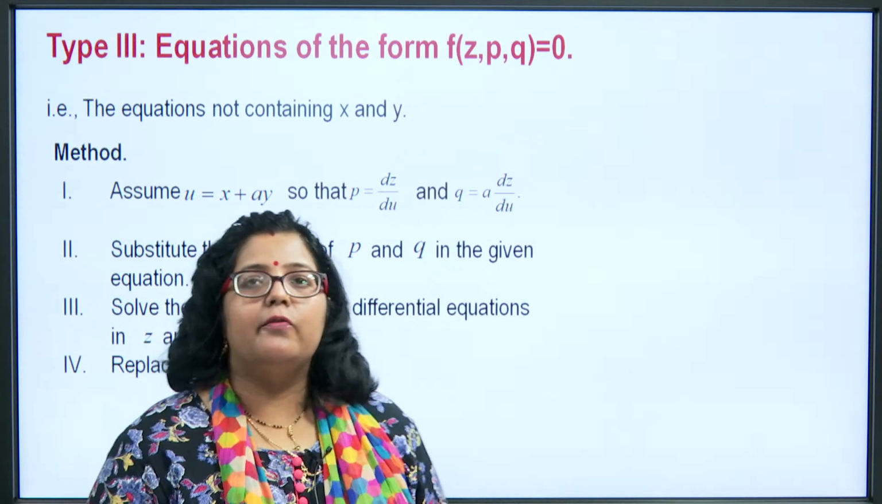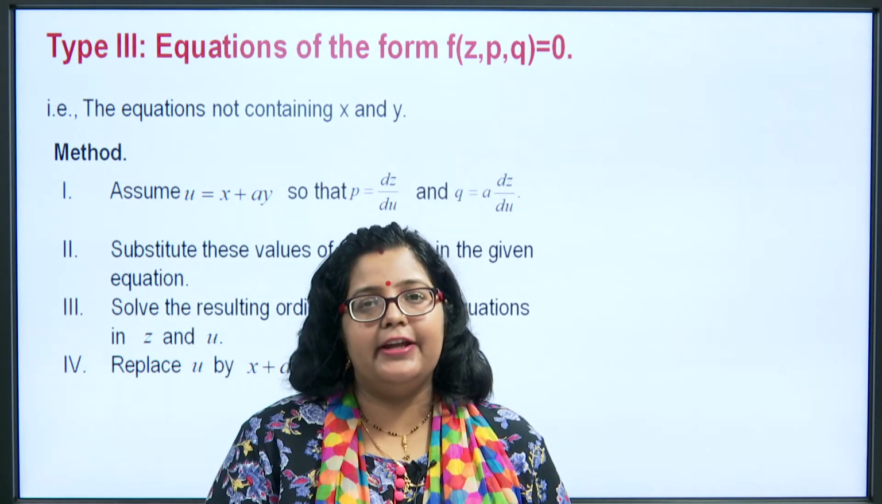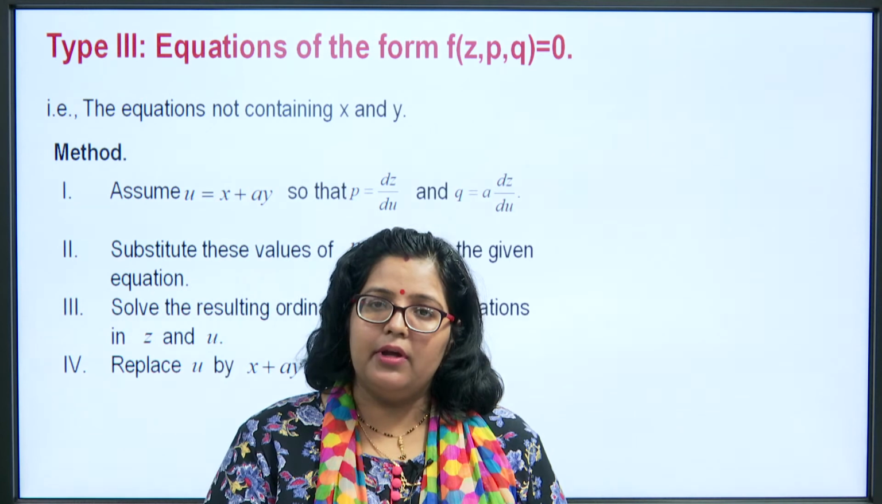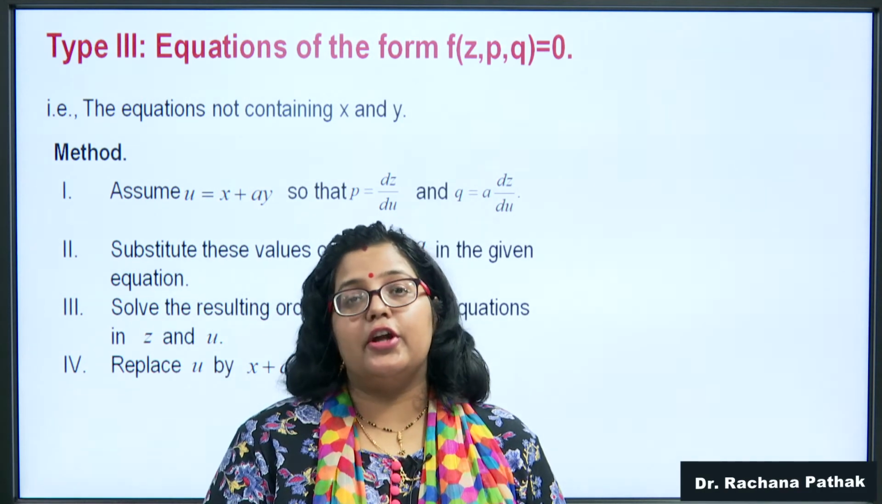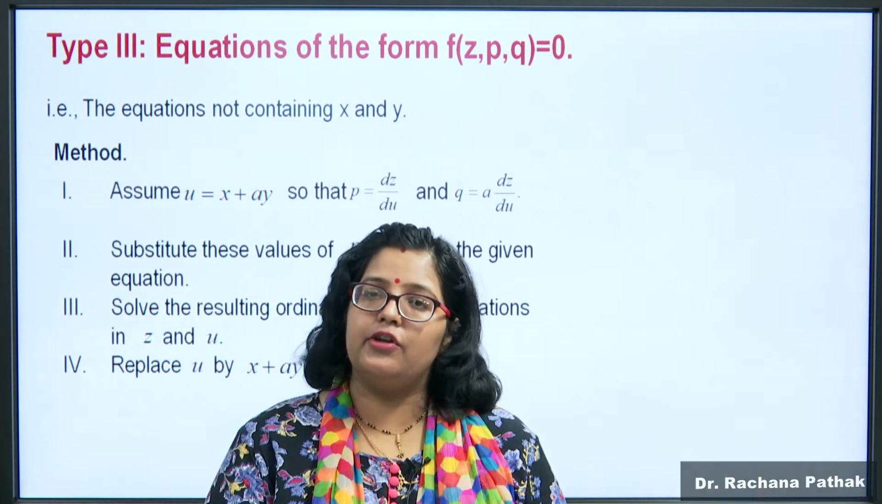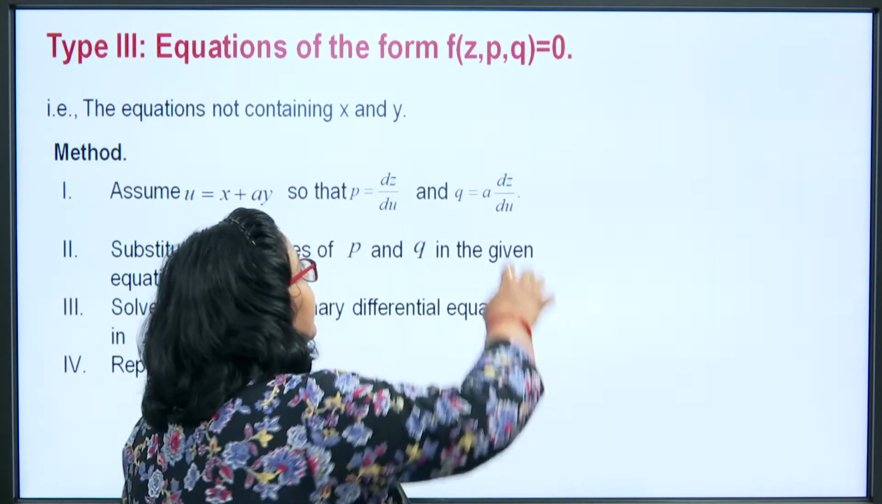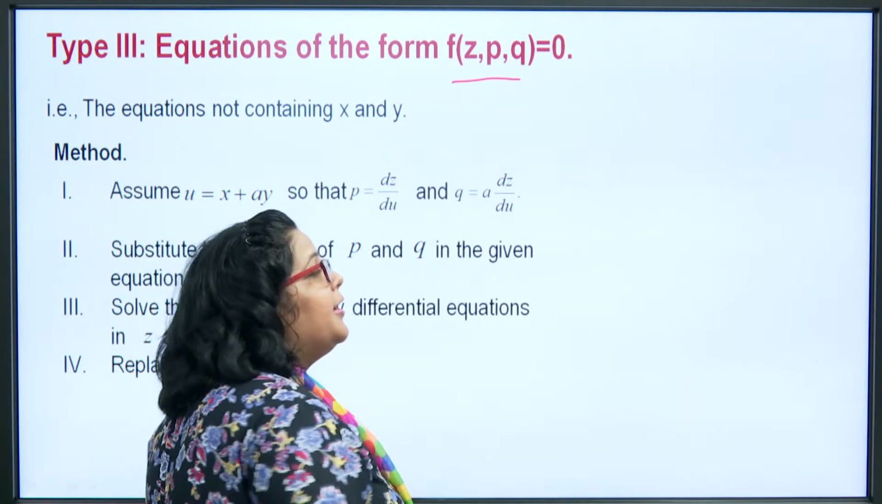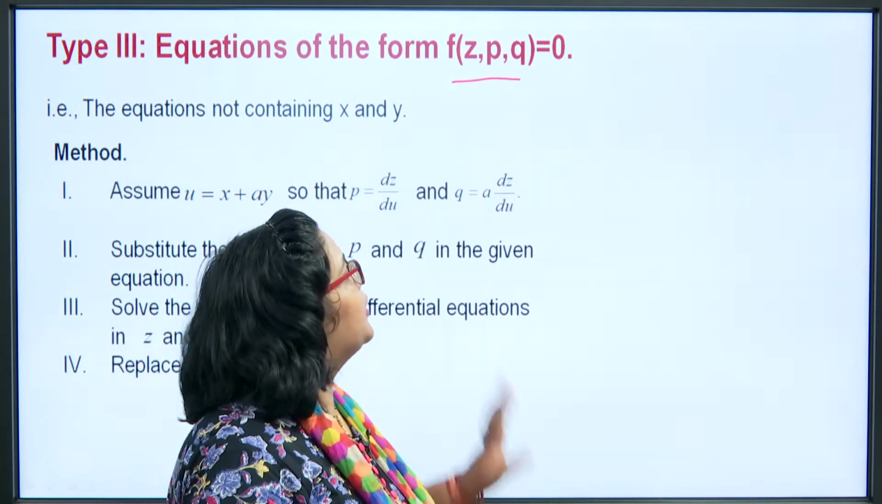After this, we go to type third. In type first, we studied the equation containing only p and q. In type second, we studied the equation z = px + qy + some function of p and q. And now in type third, the equation contains only z, p, q, not x and y.